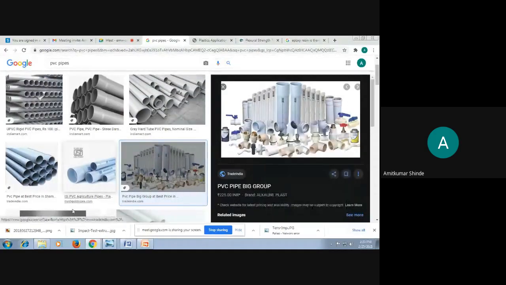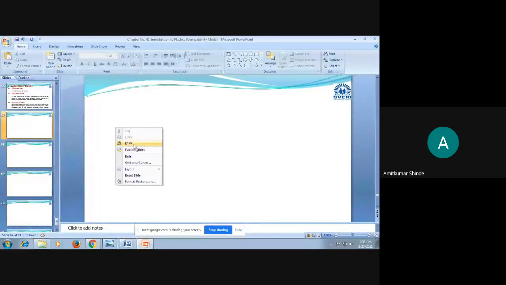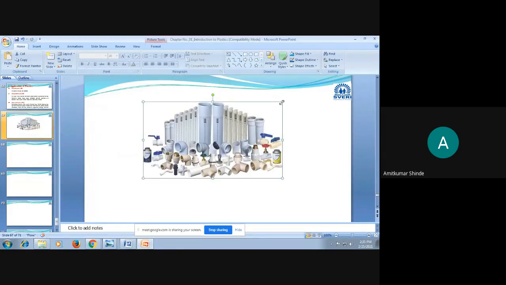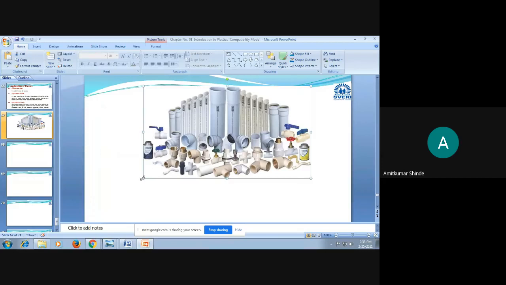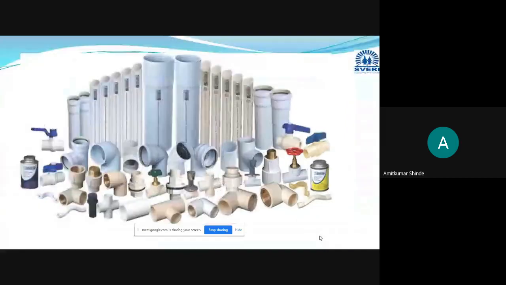If possible I will copy this image. So these are different components manufactured from the PVC material, that is polyvinyl chloride. All these we use in plumbing operations. Whichever pipes are there in our home, to take the wastewater from our home to the drainage line, these are PVC pipes.